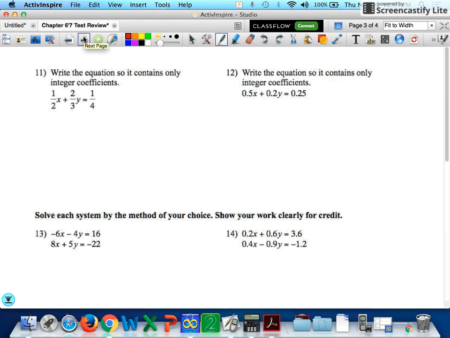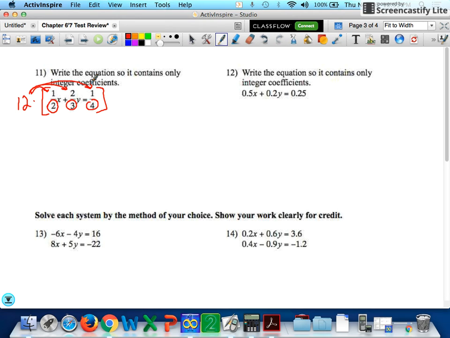Number 11. All we have to do is get rid of the fraction. It says write it so it contains only integer coefficients. Okay? What that means, I've got to multiply this whole thing, and I've got to look at the denominators. I need a number that all of these go into. So when I think about all of these having to go into a number, the only number they're all going to have in common that's bigger than them is a 12. So I'm going to multiply everything through by 12.